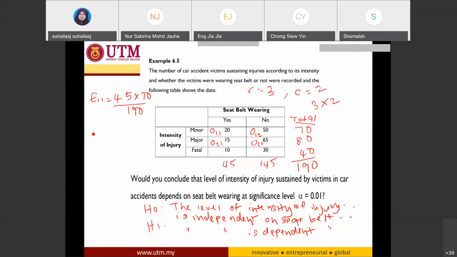And then we will have E12. So we have 145 times 70 divided by 190. And then we proceed until we have the last value. Okay, try to compute first. And then you list down what is your expected frequency, put it in a table. So what is your expected frequency in this case?